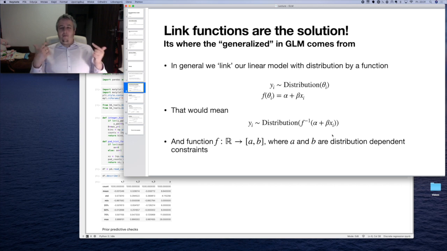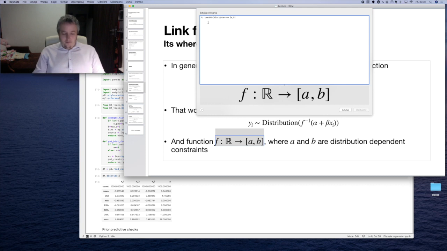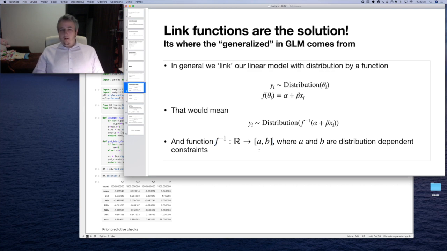So our function f will of course be an invertible function, and the f to the minus 1 function takes us from real numbers to a certain interval that is a distribution-dependent constraint. And of course there are multiple examples of how such situations are constructed.